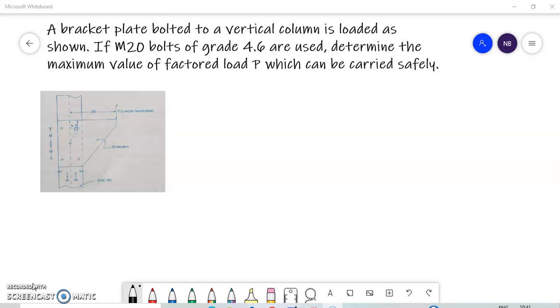We are given a problem in which there is an ISMC section. If I have to see this in plan, it will look something like this. This is a C section to which a bracket in the form of a plate is connected. So this is the top view. And this here, out to out, is 300 mm.